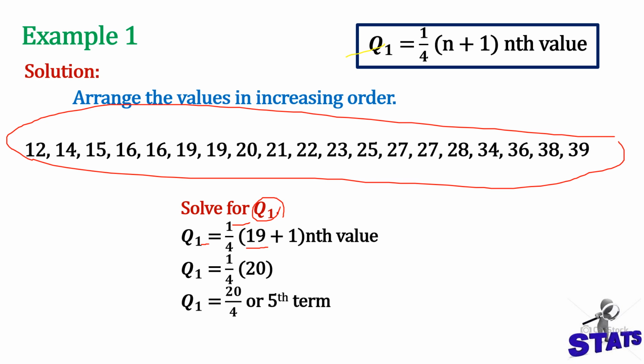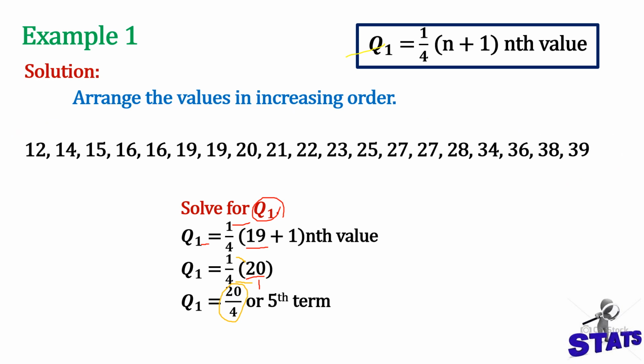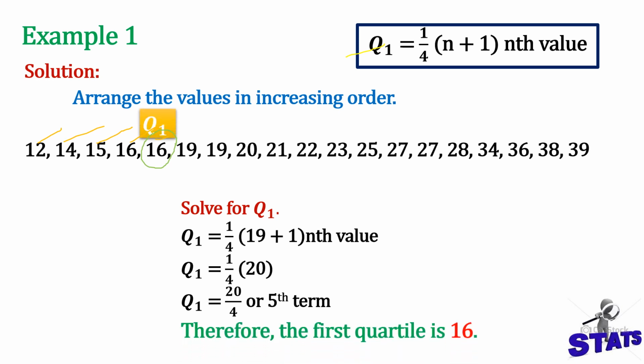Okay, as you can see, 1 times 20 is 20. So, numerator to numerator and denominator to denominator po tayo, class. Then, 4 times 1 is 4. So, 20 divided by 4 is 5th term. So, ibig sabihin, sa ating set of data, ang Q1 ay pang-5. Okay? So, again, bibilangin natin yung pang-5. So, 1, 2, 3, 4, 5. So, meaning to say, in our set of data, 16 is our Q1. Okay? So, Q1 is 16.